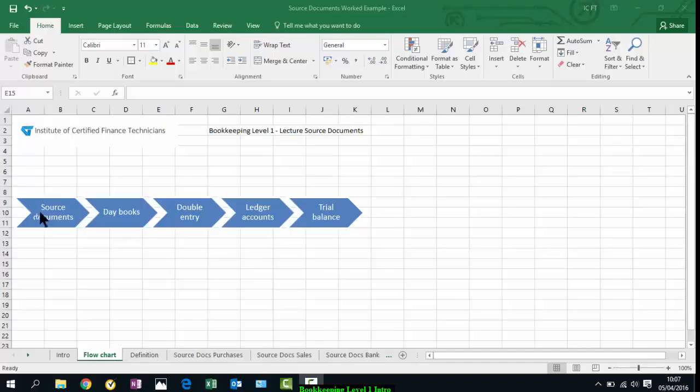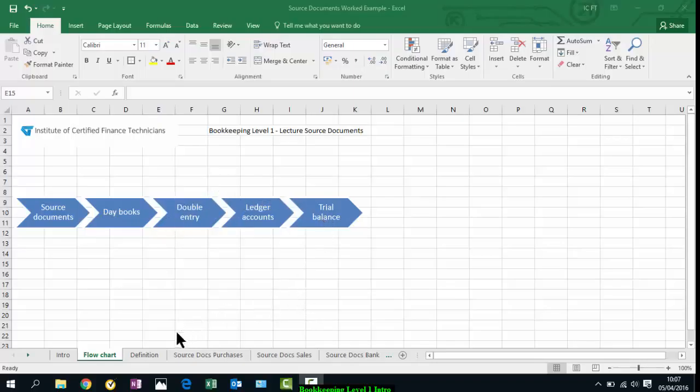So first of all, we want to talk about source documents, and you previously would have listened to a lecture on source documents explaining the different categories of them. Now what we want to do is actually look at these physical documents and see how we can use them to create information to put into our day books and then use the information for double entry to put into ledger accounts to create a trial balance. That's where we're going with this.